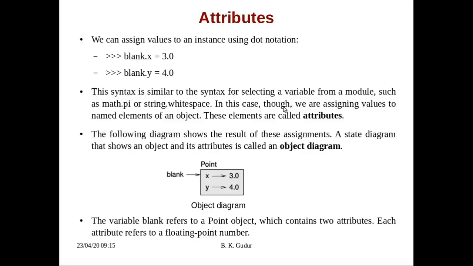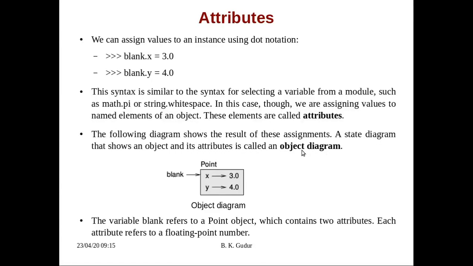In this case, though we are assigning values to named elements of an object, these elements are called attributes. So x and y are called attributes of a class. The following diagram shows the result of these assignments. A state diagram that shows an object and its attributes is called an object diagram. So this below is an object diagram.